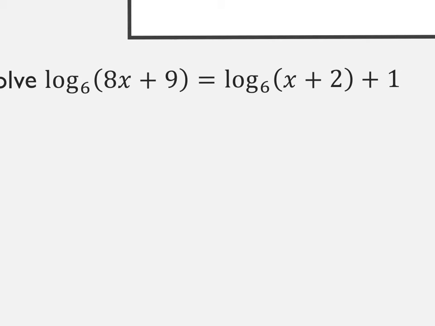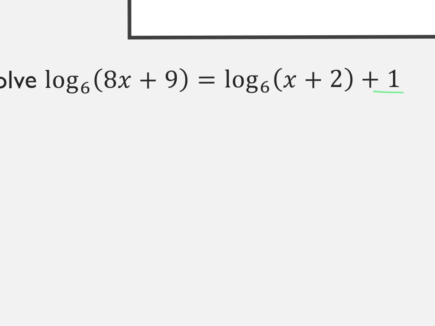And the first thing is, remember our common theme for these types of problems. We condense first, write in exponential form, solve for x. So in order for us to do this, I can't just drop the logs because we have this plus 1 on the right-hand side of the equation. But what we can do is subtract log base 6 of x plus 2 and isolate the number without a log.